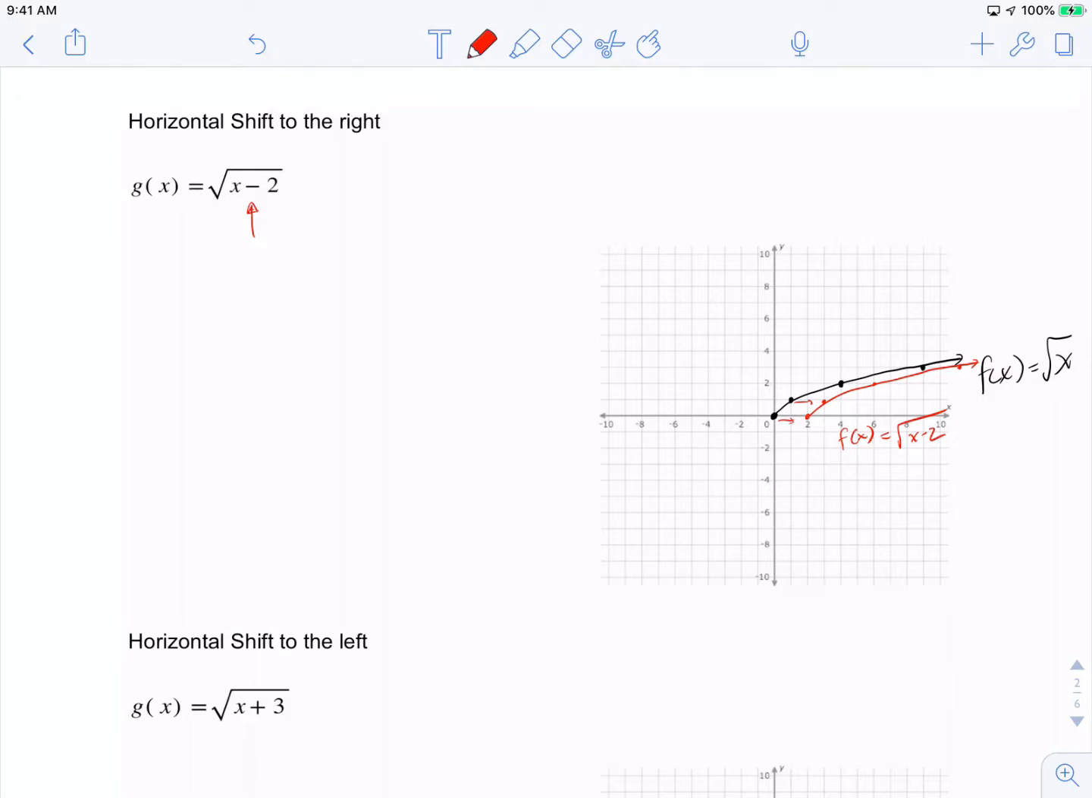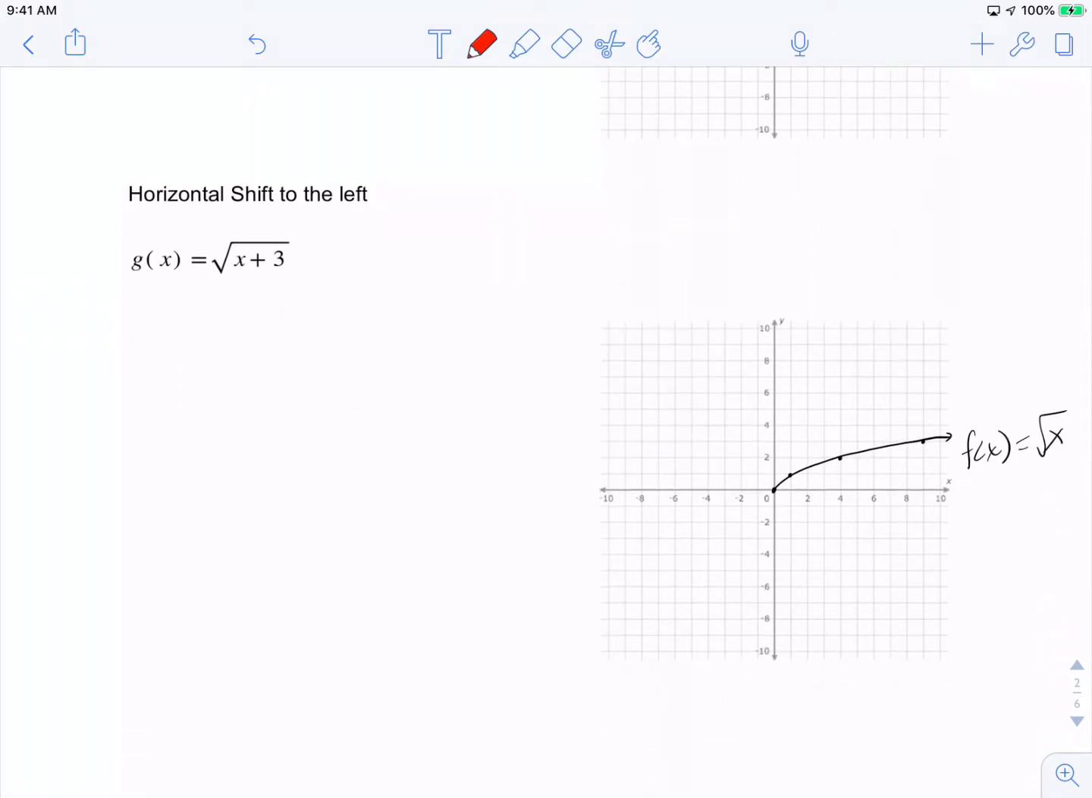By knowing your parent function, it makes it quick to graph because you know you're just shifting to the right or to the left or up or down. If you don't know your parent function, you can always use a table and graph these. I'm just trying to show you the quick method of using the parent function to do this.